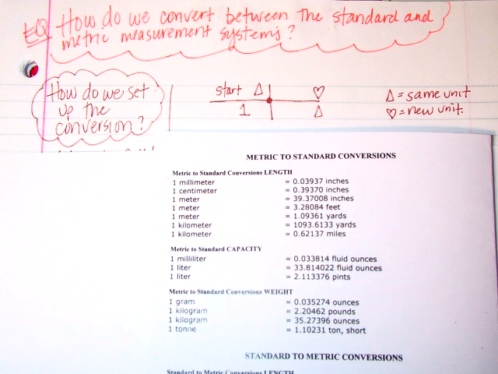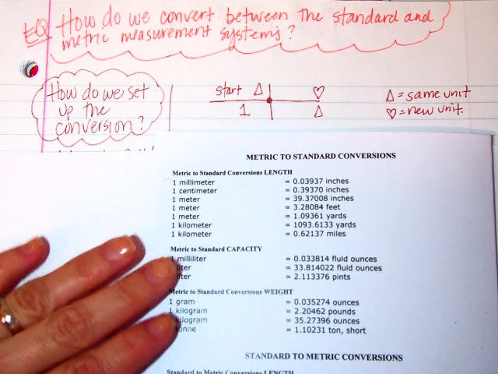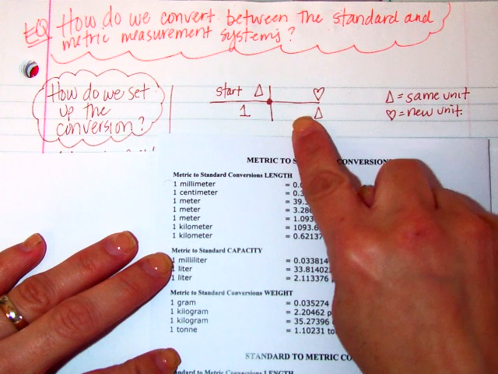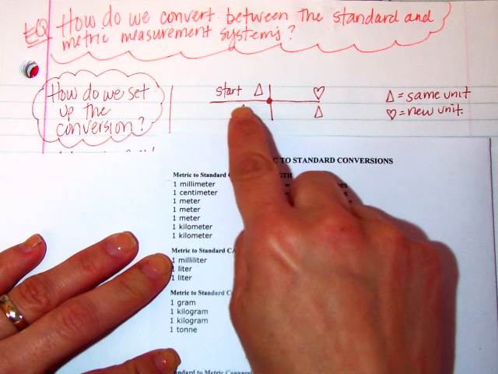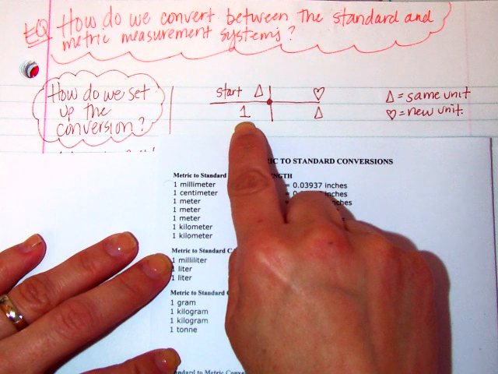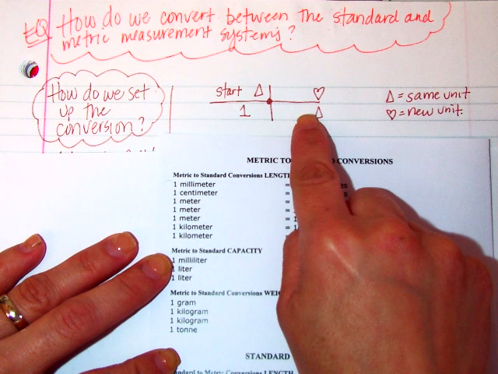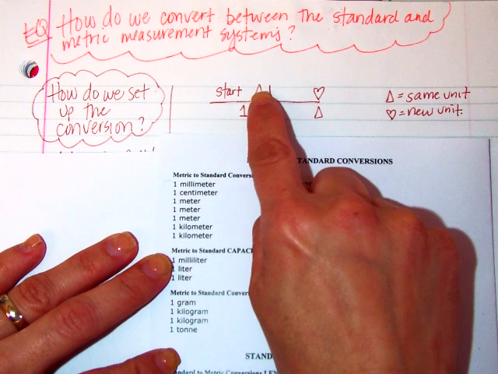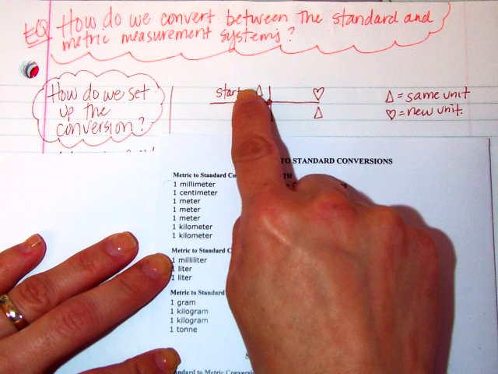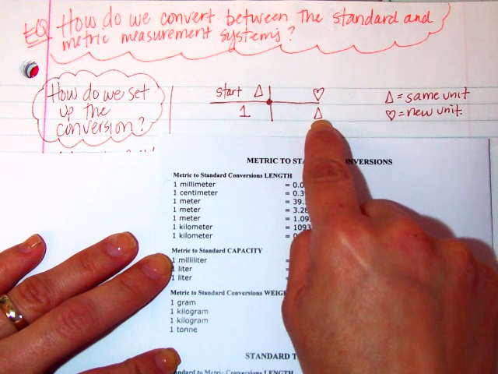Okay, today we're going to be converting between the standard and metric measurement systems. So if you take a look, we're still going to be setting up our conversion the same way. We're going to start off with an amount, put it over 1, and then we're going to look for relationships that leads us to what we want, which would be the new unit. What we start with, we always want to put it at the diagonal.